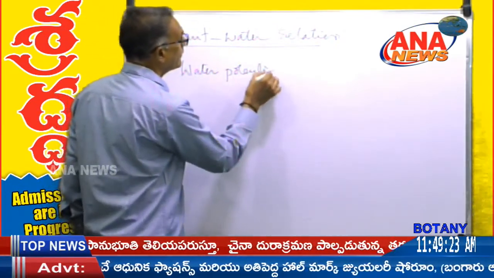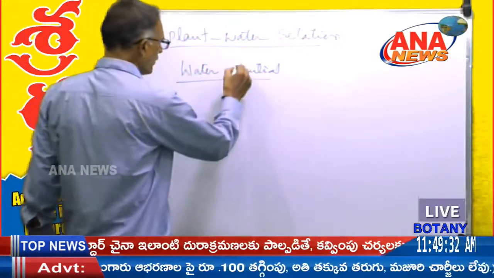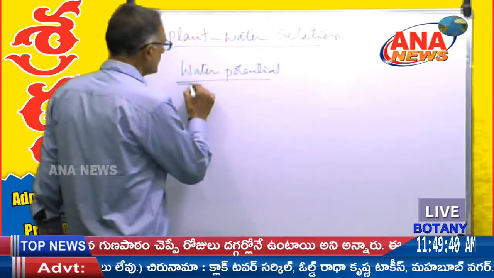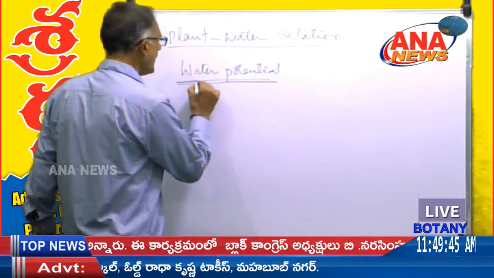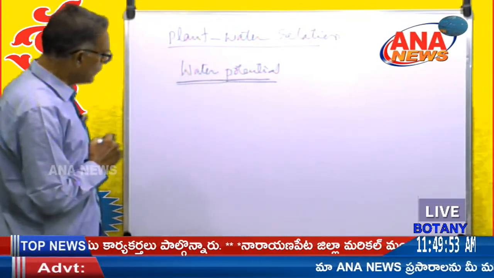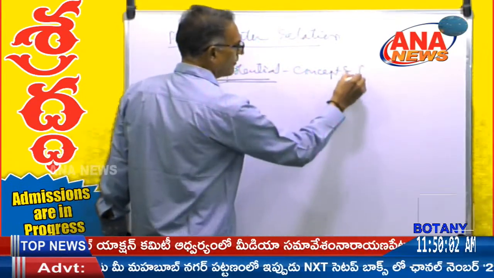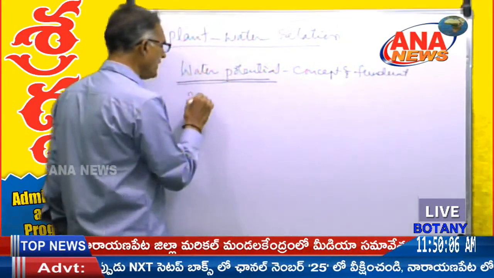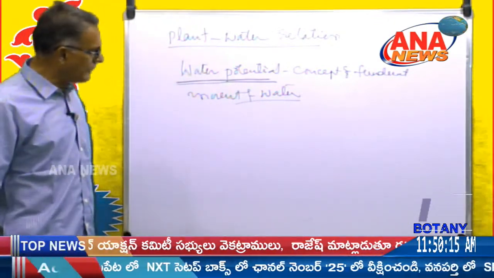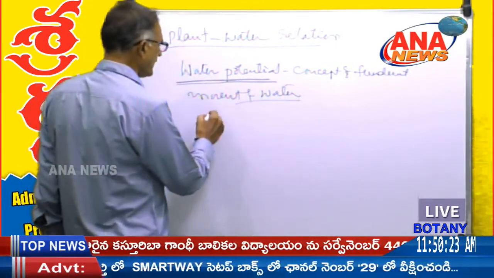To explain water potential, we have to understand some technical terms. To explain plant-water relations, we have to understand some technical terms: water potential, pressure potential and solution potential. Water potential is a concept of fundamental movement of water. The greater the system of water, the greater the kinetic energy.